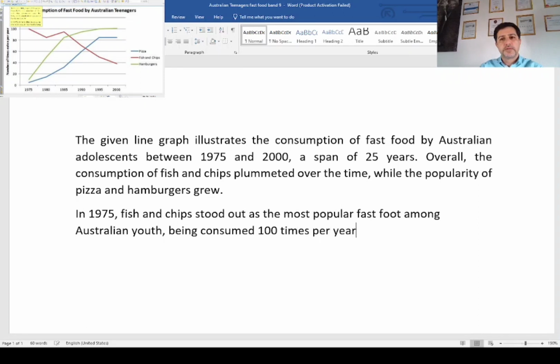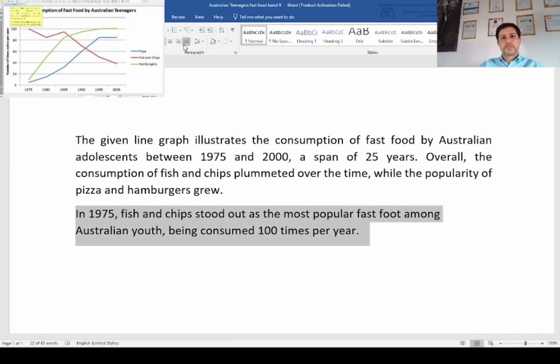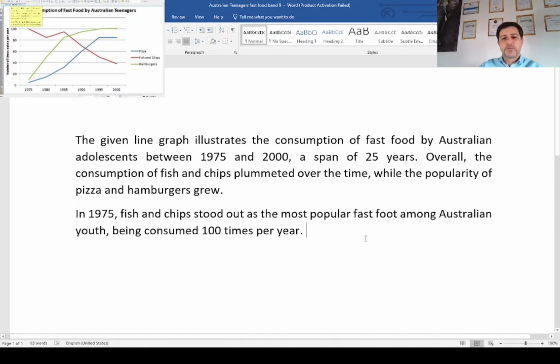times per year. As I said, you've got to mention the data, otherwise you're going to lose marks. Data, okay? And I shall continue now.